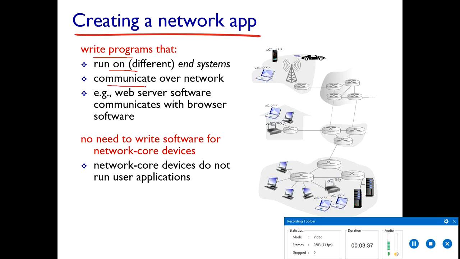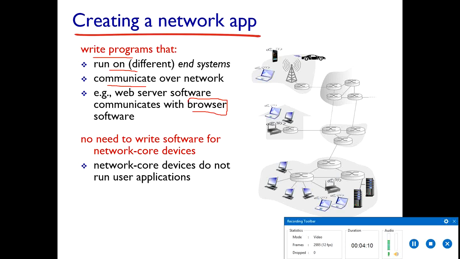That application will run on different end systems. Also, that application will communicate over the network. That means it will help the people to communicate, to send and receive messages. An example is something like web server software. It communicates with the browser software. So whenever we are accessing a web page, the server is communicating with our browser software. Browser is a software, for example our Chrome or Internet Explorer or Edge.